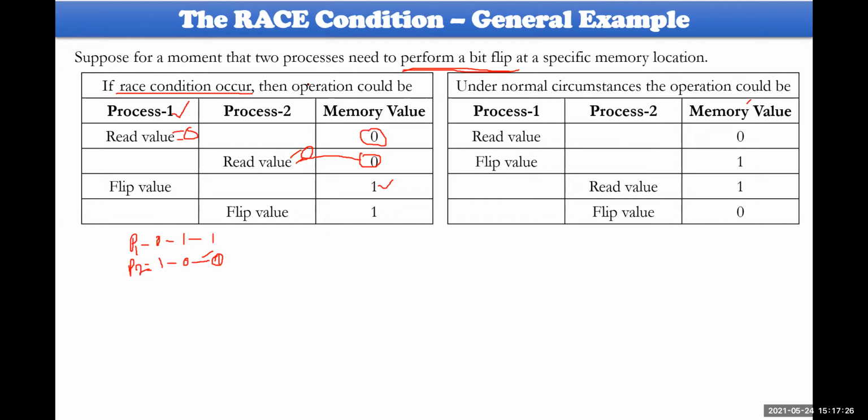In normal circumstances, you can see here that you read the value by process P1, it is flipped, and it is written onto the main memory.